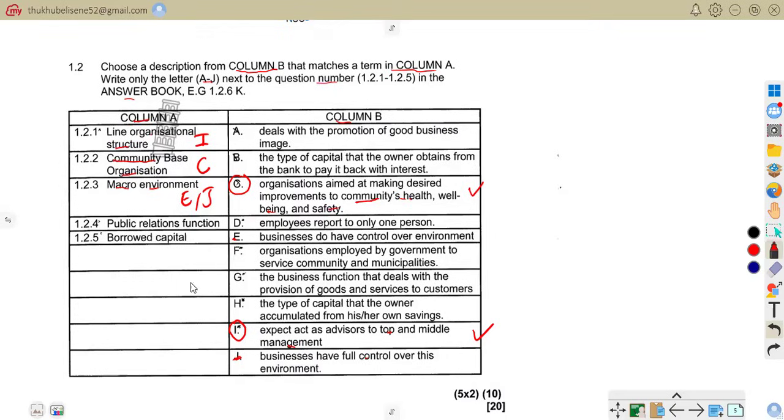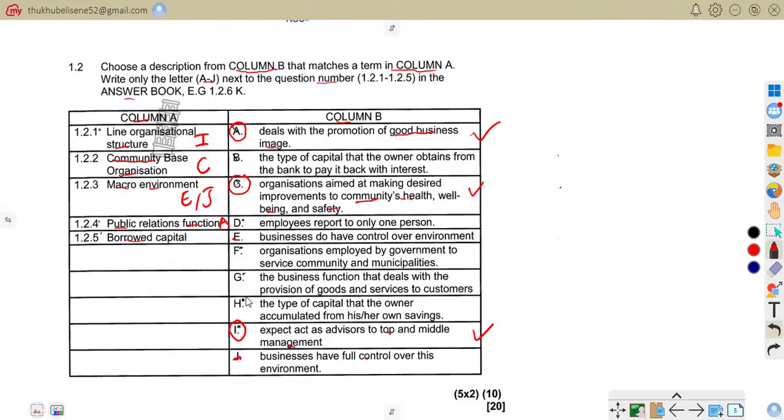So now moving on to 1.24, public relations function. When we talk of public relations function, it's all about managing a company's image and relationships. If you go through these descriptions, we can see that A is correct, because it deals with the promotion of a good business image. So A is correct.